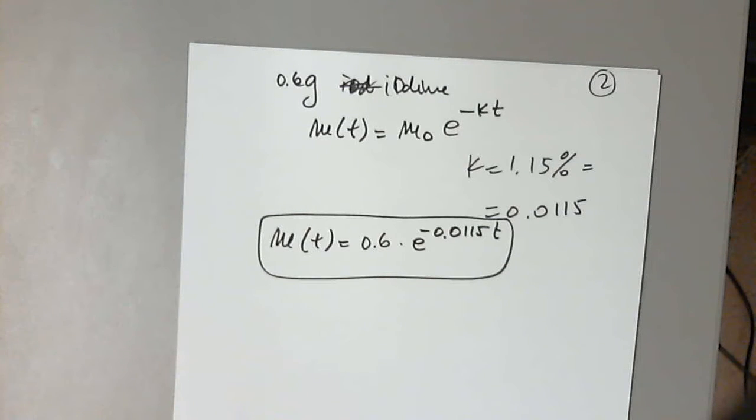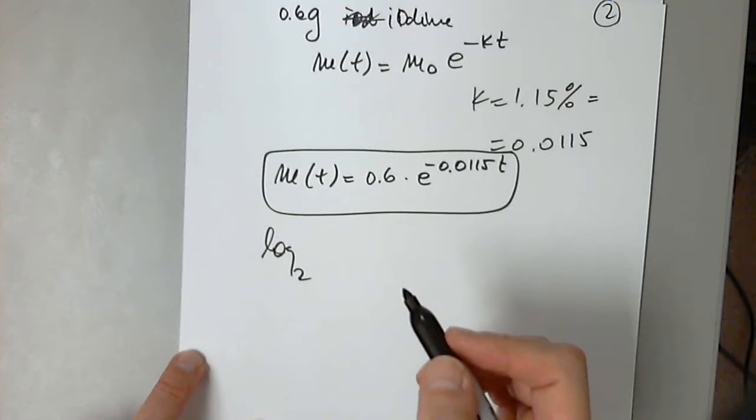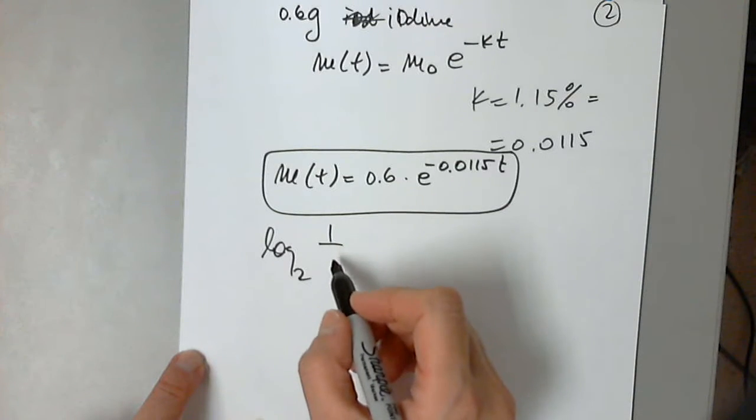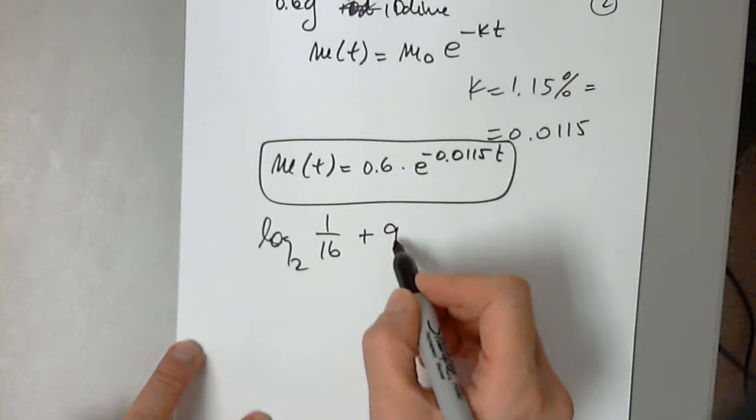Yes, anything else? Yeah, I'll do mine. Log base 2 of 1 over 16, plus 9. Outside? Yeah. Plus 9? Yeah. Good.